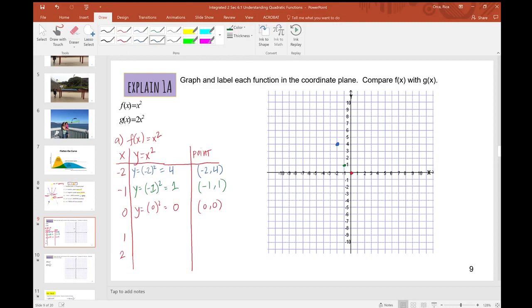For my fourth point, I'm plugging in 1. When x equals 1, y will equal 1 squared, which is 1. So that fourth point is at 1, 1. And finally, when x equals 2, y will equal 2 squared, which is 4. So that last point is at 2, 4. And notice how our points are symmetrical, and that's exactly what we want.